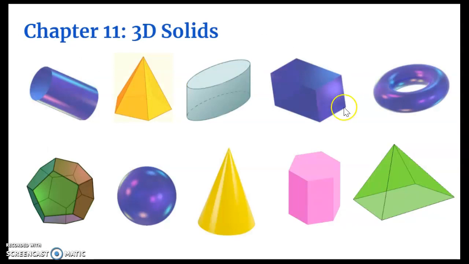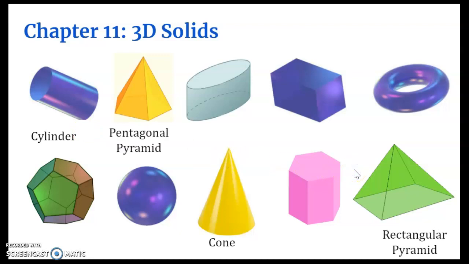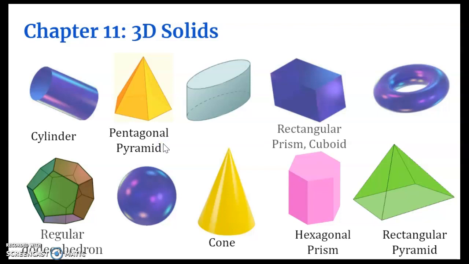So what do we call this? Well, the first one, we call this cylinder, cone, rectangular prism, pyramid, pentagonal pyramid, regular dodecagon, and cone, hexagonal prism, and rectangular prism, and sphere, elliptical cylinder, and torus. How many were you able to come up with the names?